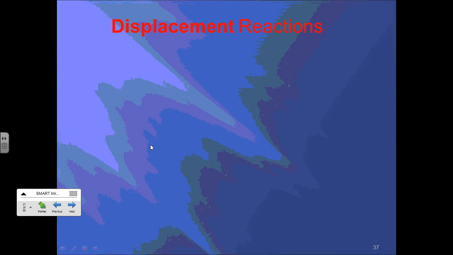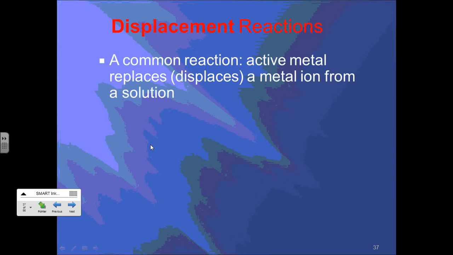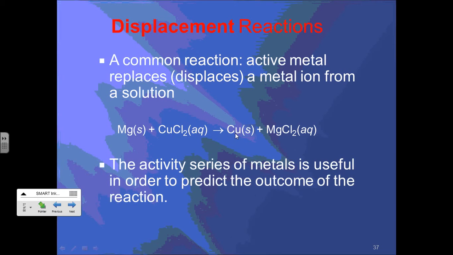In a displacement reaction, a common reaction that happens based on replacement of a metal, the active metal generally displaces a metal ion from a solution. In this case, magnesium displaces the copper metal and forms magnesium chloride, and this is copper solid. Now, the activity series of metals is most useful when predicting the outcome or unlikelihood of a reaction to occur.